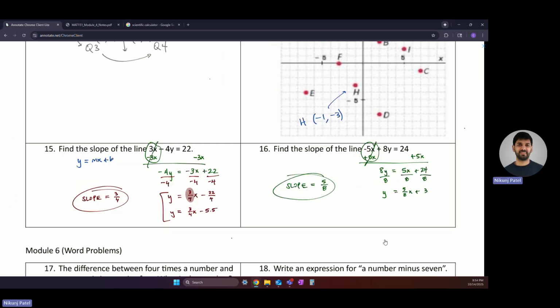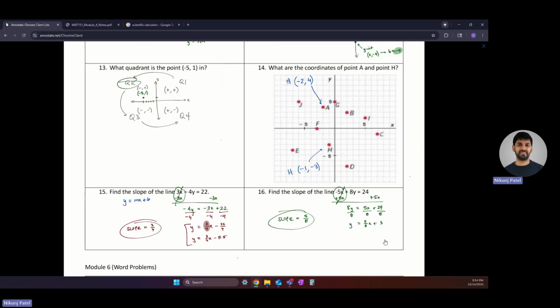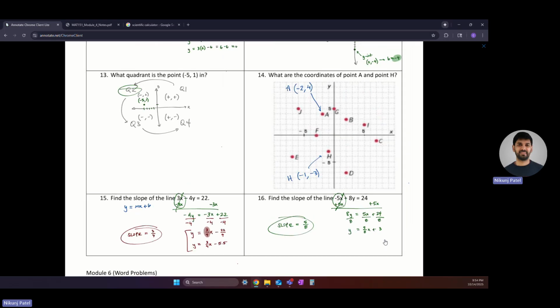Right, so this covered number 7 through 16, all the questions from Module 5. If you have questions about anything, feel free to reach out. In the next video, we'll be talking about Module 6.